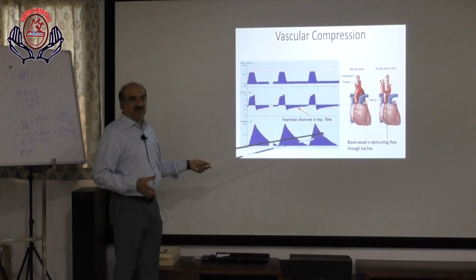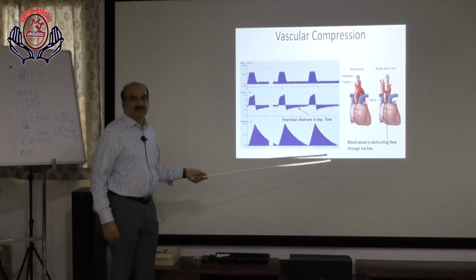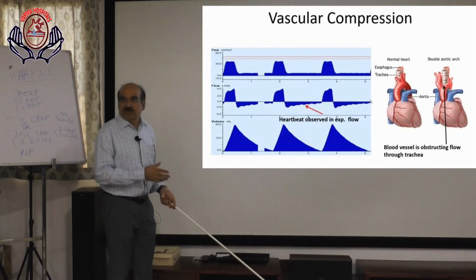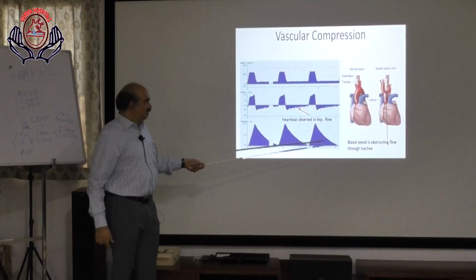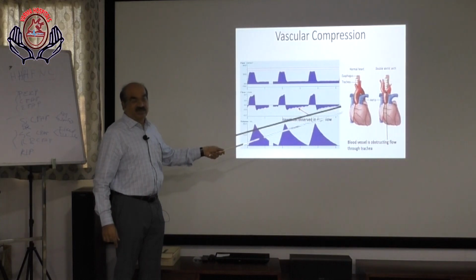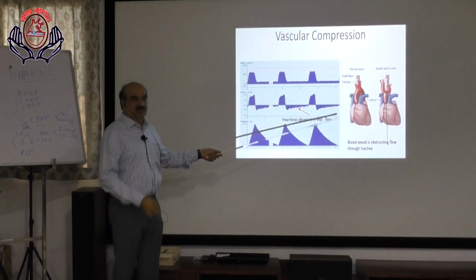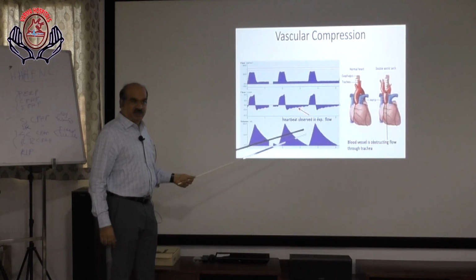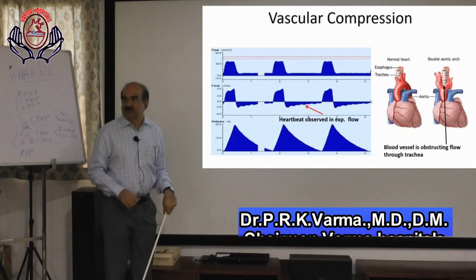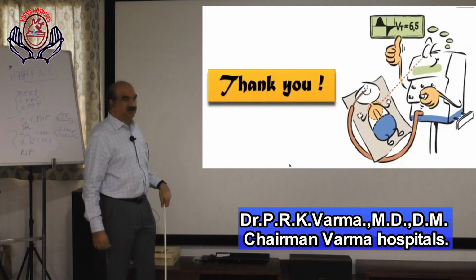An abnormal blood vessel is obstructing the trachea, tracheal compression by the double aortic arch and abnormal blood vessel. After observing this, they did an echo and they observed an abnormal vessel compressing the trachea. They did a surgery for that patient. Apart from respiratory mechanics, we can assess even cardiovascular hemodynamics also. Okay, thank you.